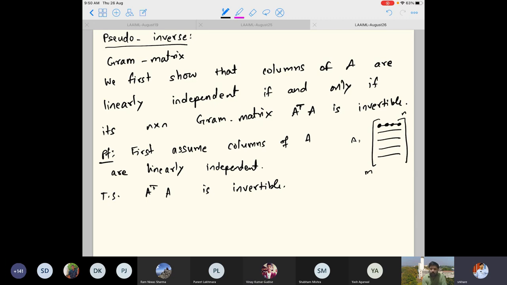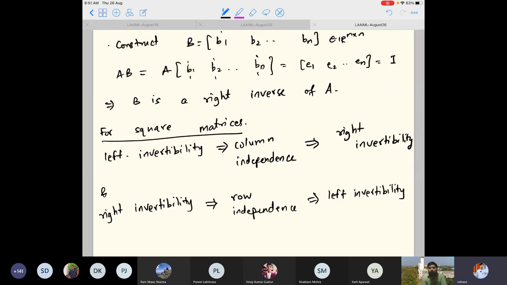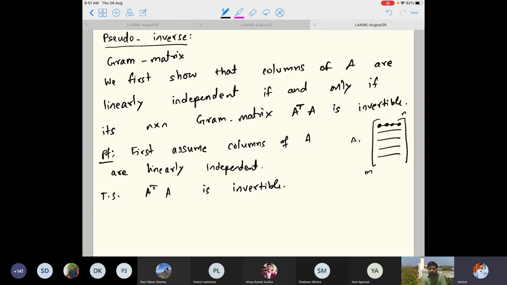I have A transpose A, and I observe that A transpose A has to be a square matrix, right? So if A transpose A is a square matrix, what are all the equivalent conditions of invertibility? They are all listed here. A is invertible is the same as saying A is left invertible, is the same as saying A is right invertible, is the same as saying the rows of that matrix are independent, same as saying the columns of this matrix are independent, right?